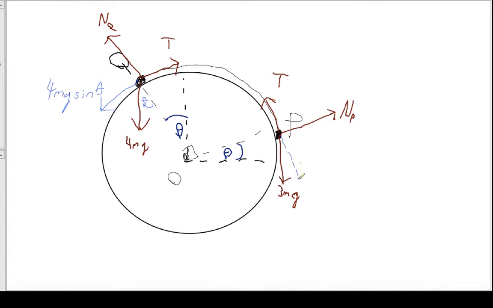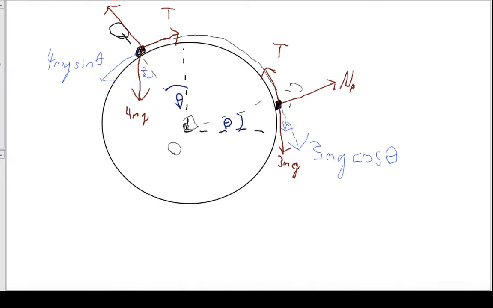And similarly, if we resolve the weight that way, because theta is there as well, you're going to have 3mg cos theta. That's also equal to the tension, right? Because it's not moving. Well, if they're both equal to the tension, then they equal each other. So we have 4mg sine theta is equal to 3mg cos theta.